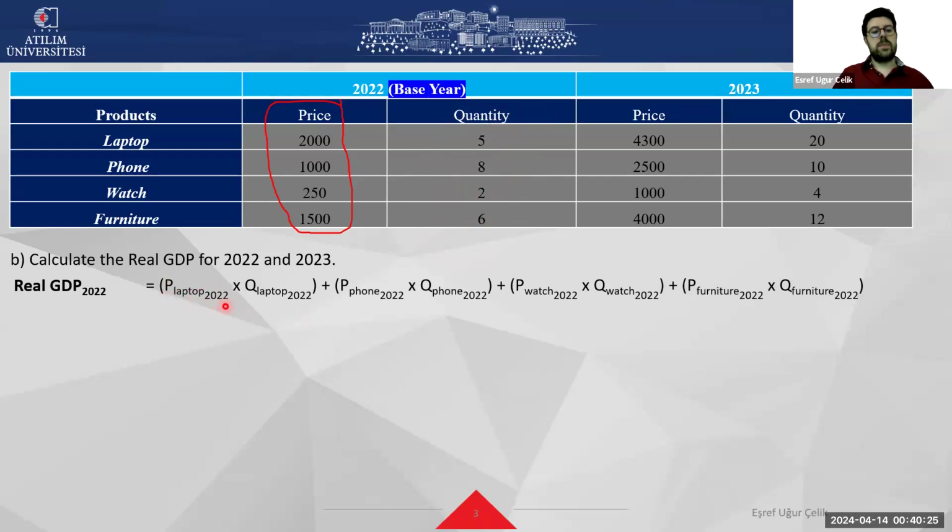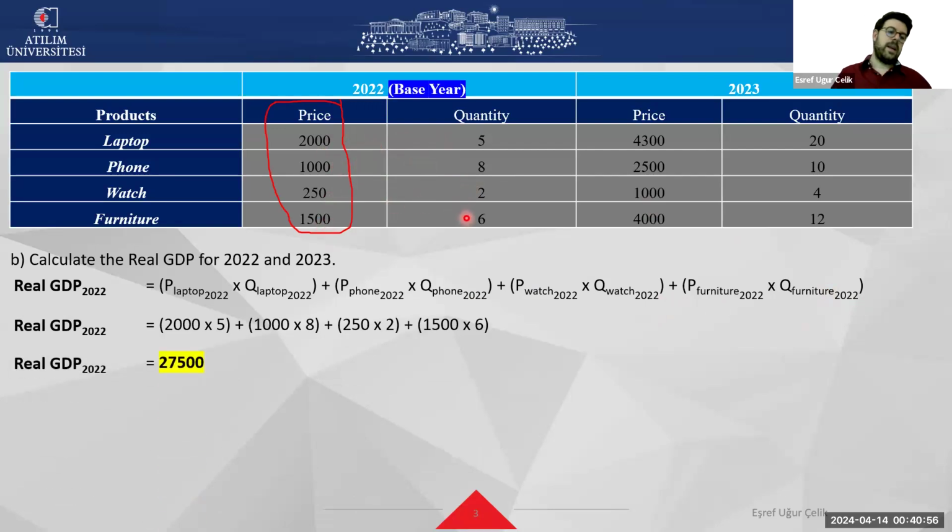But don't forget, for the price, we take the base year price. But for the quantity, what year did I ask you? I asked the year of 2022. That's why we can take over there. So 2000 multiply 5, 1000 multiply 8, plus 250 multiply 2, and 1500 multiply 6. Again, same number. I said in the base year, the nominal GDP equals real GDP.